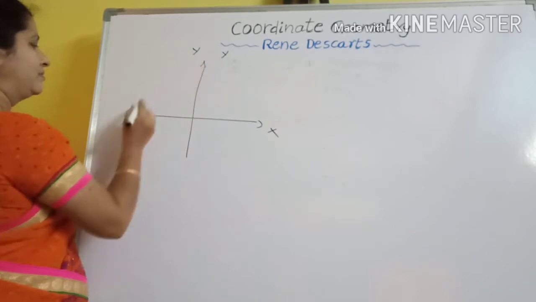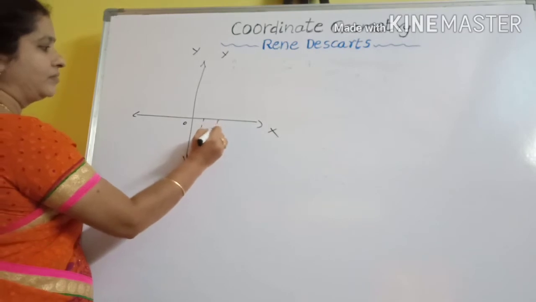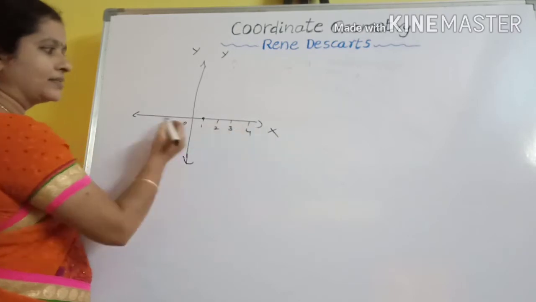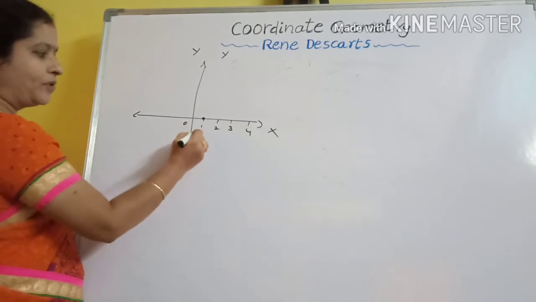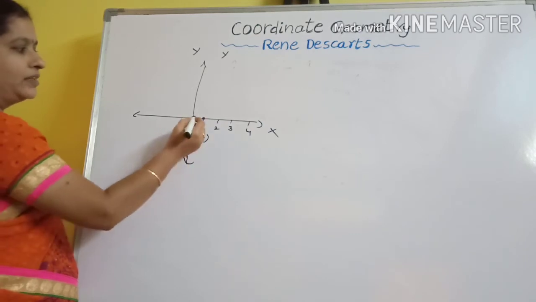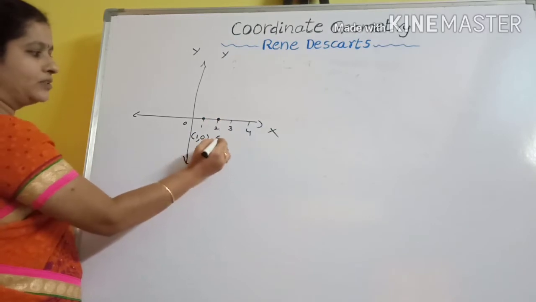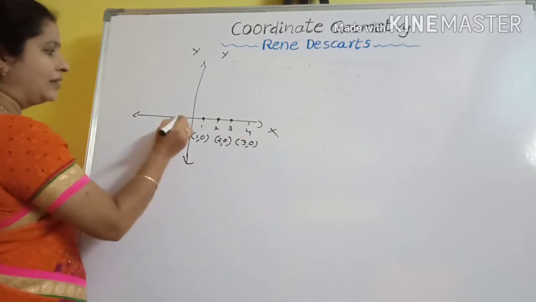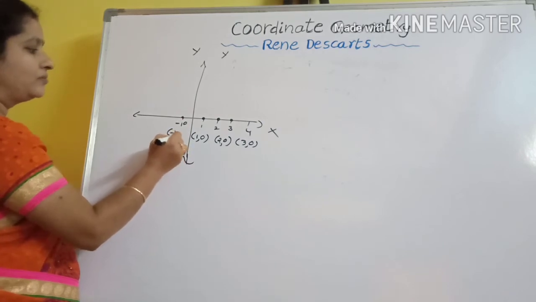x-axis, y-axis. Suppose we are taking the points like this here. Here we are taking the points on the x-axis. The first point has x coordinate value 1, y coordinate value 0. There is no y coordinate here, so that means 0. What about this point? It is 2, 0. This point is 3, 0.